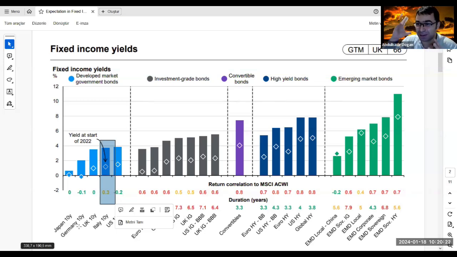This is the basic standard in the foreign exchange market and fixed income securities: the interest rate and the price of the bond. Always keep in mind, the interest rate and the price of the bond have a negative relation. If the interest rate is increasing, the price of the bond is decreasing. If the interest rate is decreasing, the price of the bond is increasing.